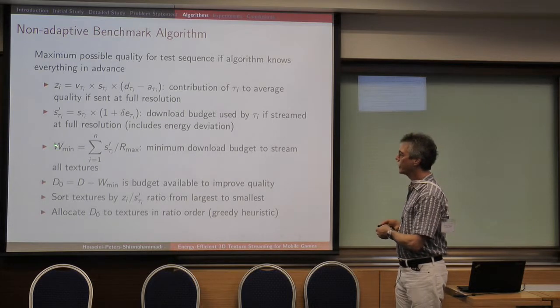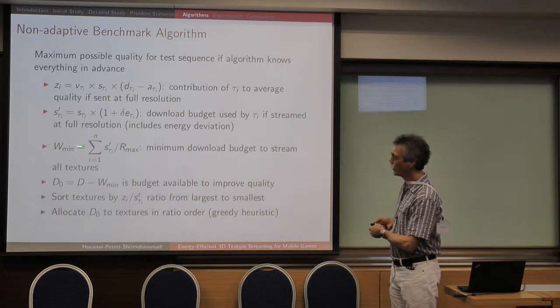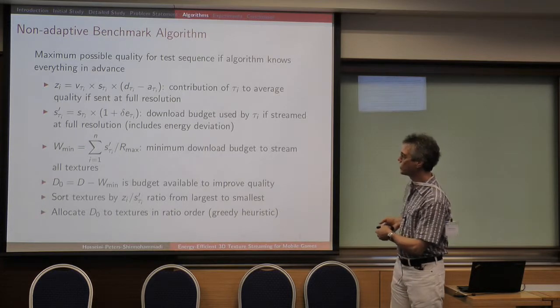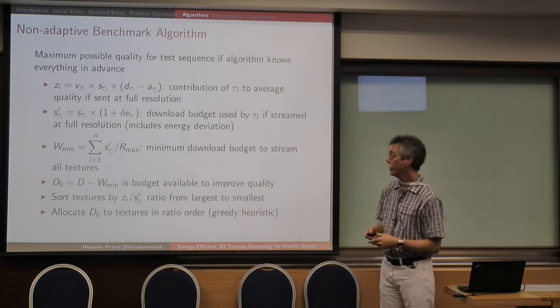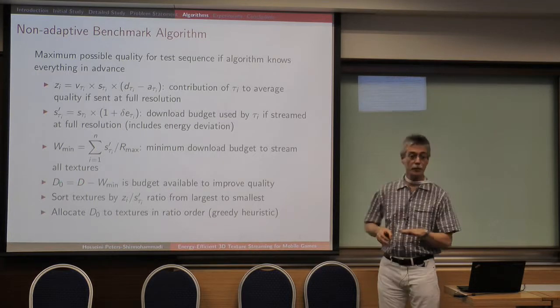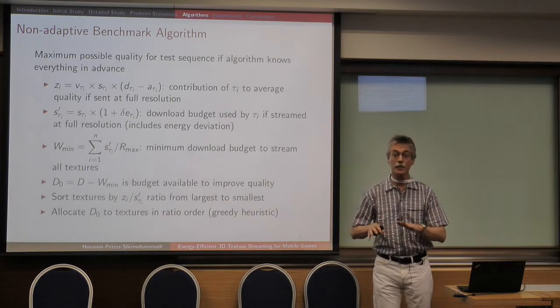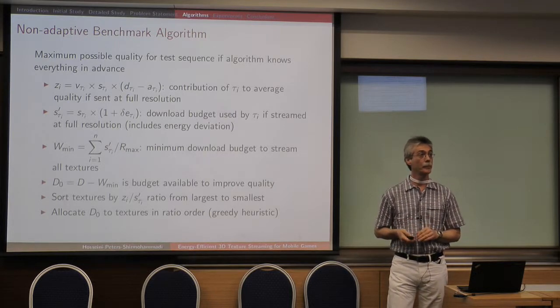If you scale all the textures by the maximum allowable, this is the minimum amount of the budget you need to stream them. So whatever is left of the download budget is what you have available to improve quality. So that's what we're working with. You have to at least stream them all at minimum quality.